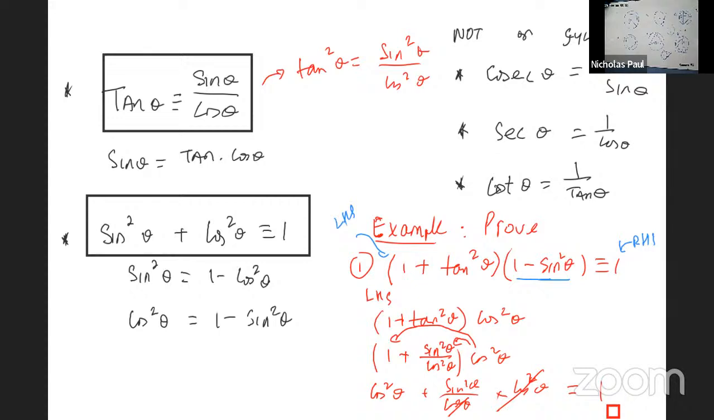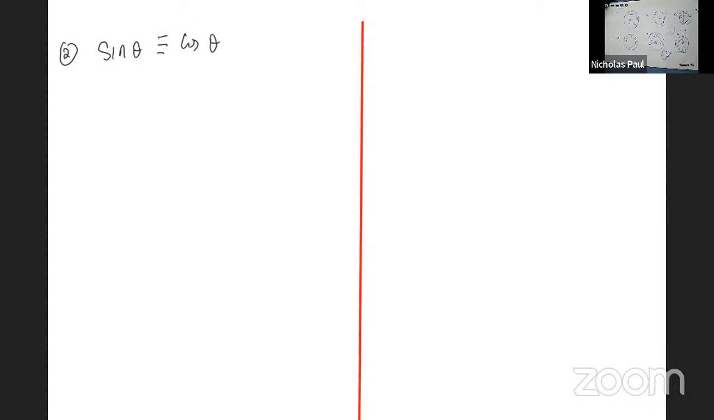All right, so let's go. Let's try this one here. Sin theta is equal to cos theta by tan theta. Which side will you use here, right-hand side or left-hand side? Right-hand side, right? It has more information.